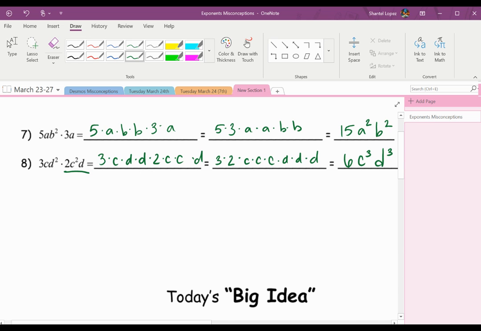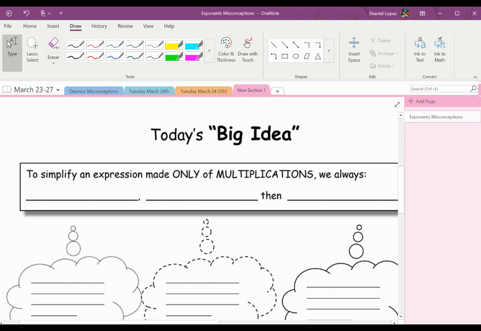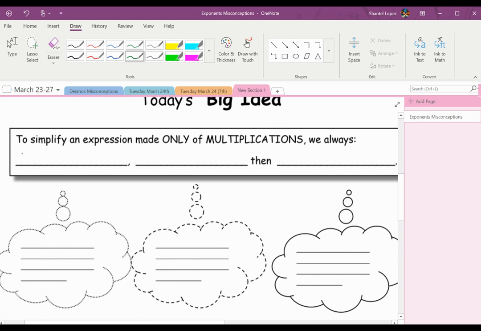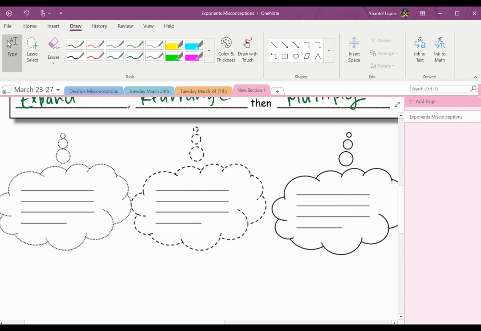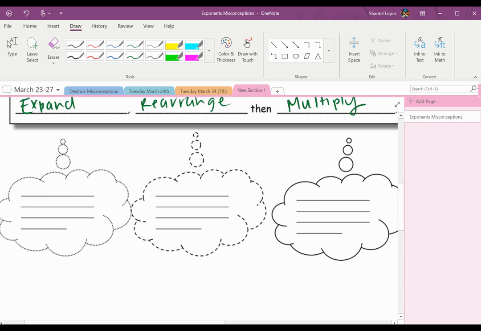Okay, so for our big idea, to simplify an expression only made of multiplications, we always expand, rearrange, and multiply. Remember, expand means to write out the factors, rearrange means to write out the numbers first, then the variables. Multiply just means to multiply.